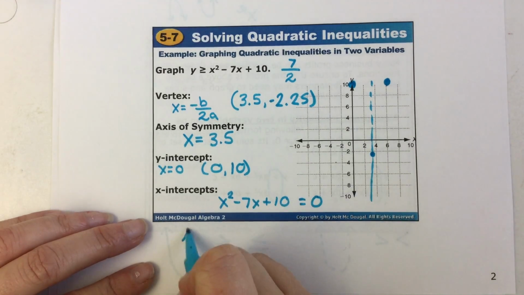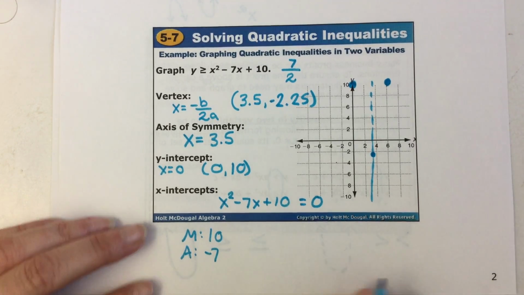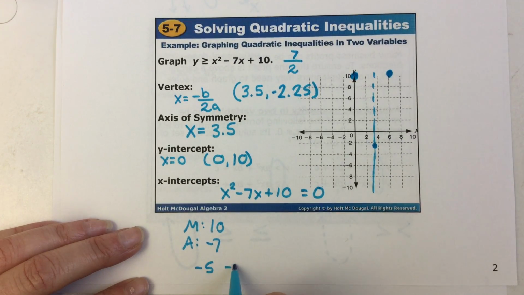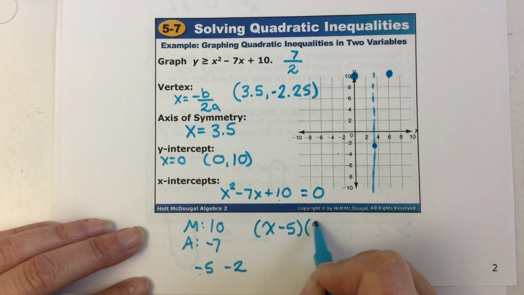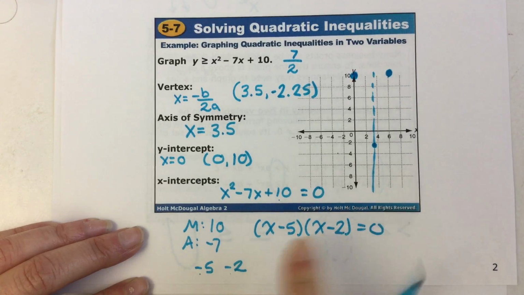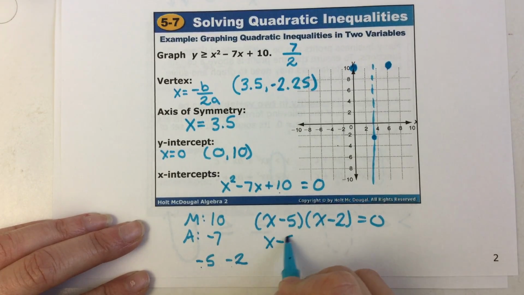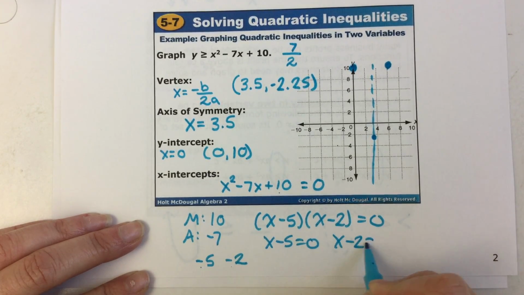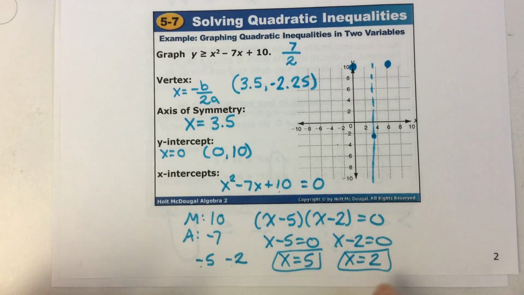Now this one, I notice I can go ahead and factor. Two numbers that multiply to 10 and add to negative 7. Well, that's negative 5 and negative 2. Negative 5 times negative 2 is 10. Negative 5 minus 2 is negative 7. So factored, it's x minus 5, x minus 2. But you're factoring to find your x-intercepts, which are your zeros. So you take each factor separately and set it equal to 0. Here I would add 5, so x equals 5. Here I would add 2, so x equals 2.